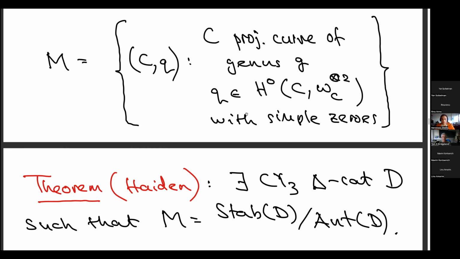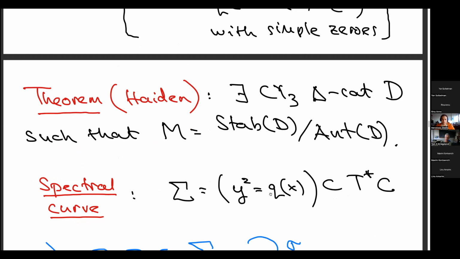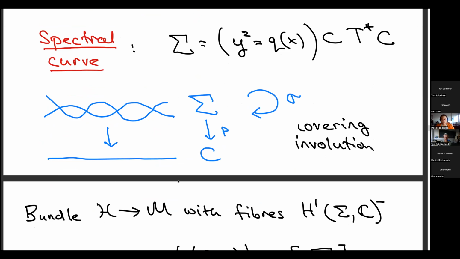Whenever you have a quadratic differential, you can consider this spectral curve, which is just given by y squared equals q of x. Here's my beautiful picture of it. We denote that sigma. It's a branched double cover, branched at the zeros of the quadratic differential, and it has a covering involution. And then you can take a bundle over this space M with fibers given by the anti-invariant cohomology of sigma.